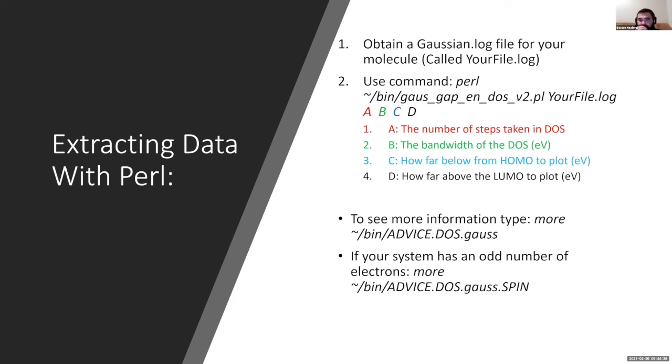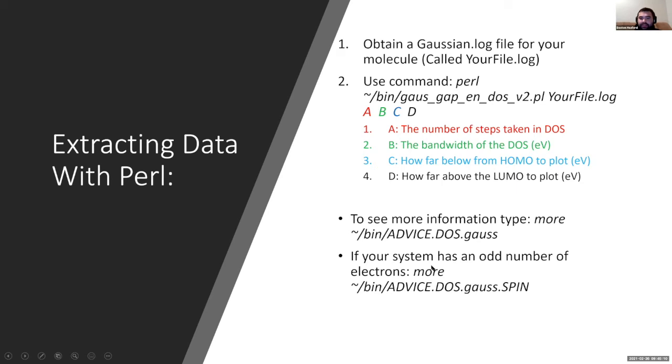I'll have a couple pictures in just a second here. And then C is how far below the highest occupied molecular orbital you want to plot. And D is how far above, the lowest unoccupied molecular orbital, you want to plot. Just to see a little bit more information on how to actually apply this, if you are working in the Photon server, at least, I doubt this will show up in any other server, you can use the command more, and then that string that's down there.